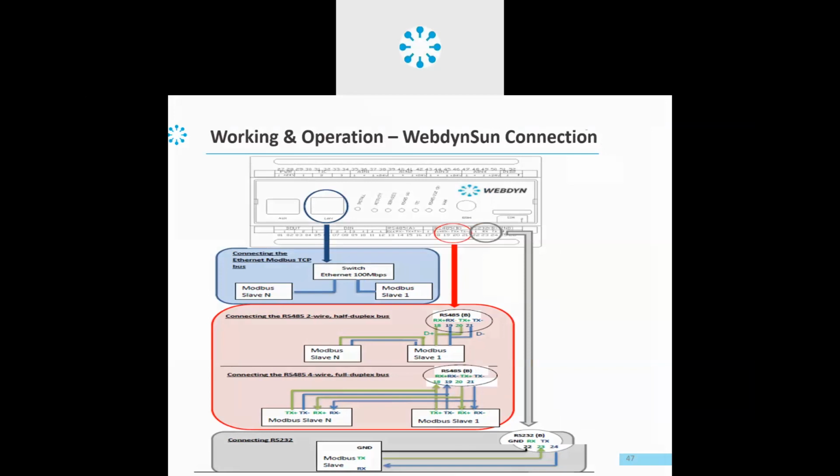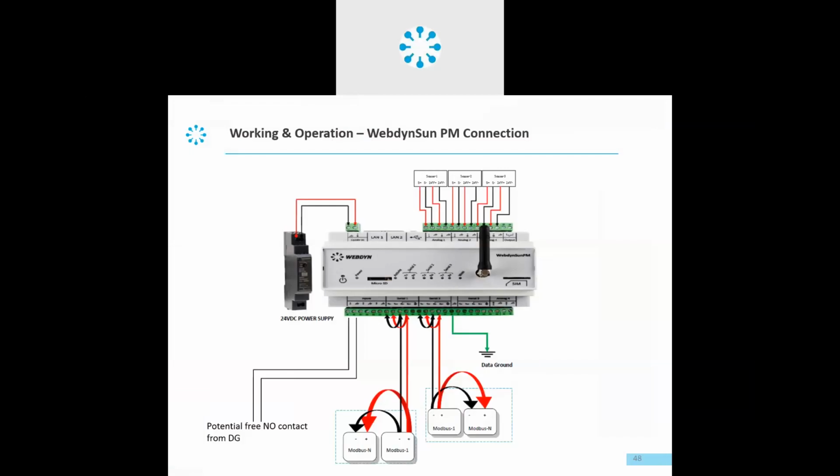Coming on to Webdyn PM, which can obviously monitor your field devices like Webdyn. You have 2 Modbus chains or 3 Modbus chains available in 3 serial ports. Here, for example, if you have a DG PV synchronization requirement as well, you can manage up to 3 DG PV DG sets to monitor or to control.